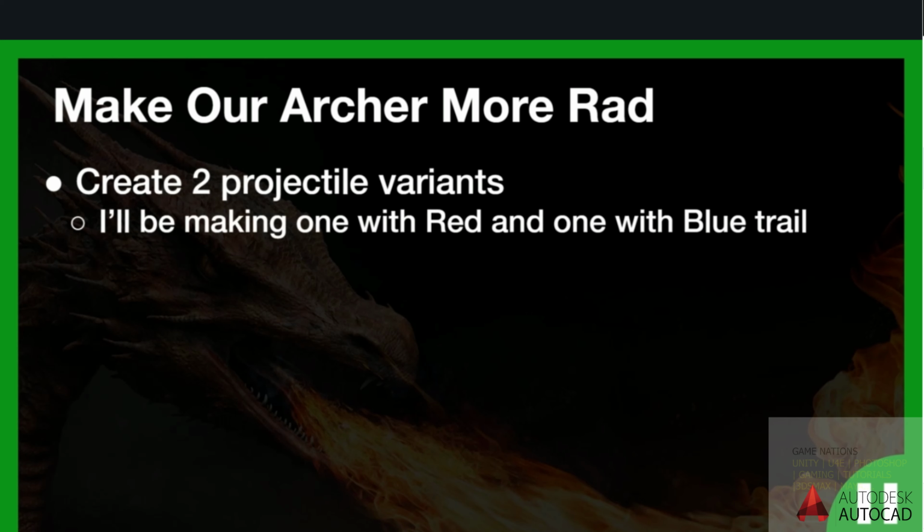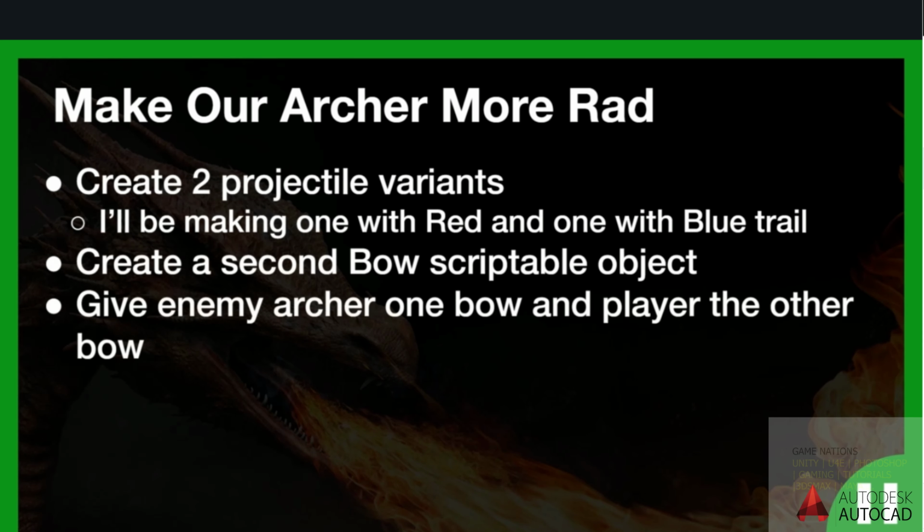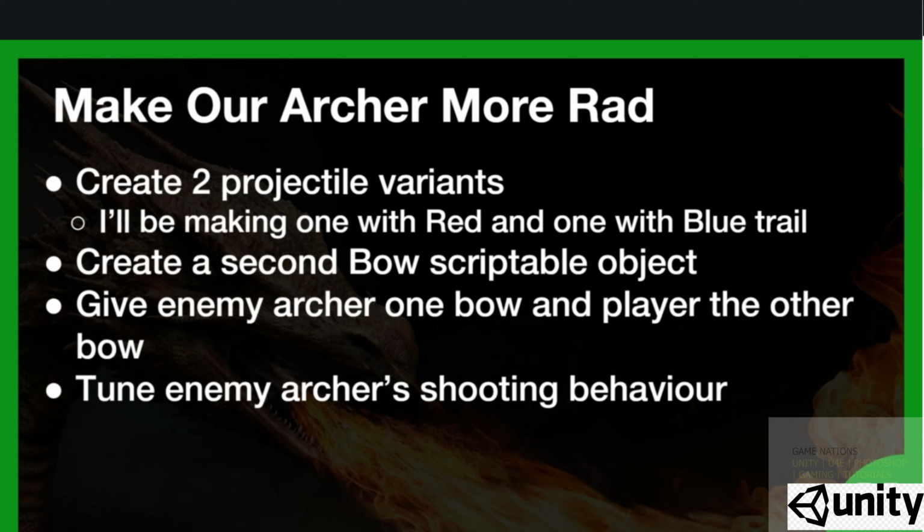We've got just a white trail on our arrows at the moment. I'm going to make one red and one blue. Then create a second bow scriptable object, and give the enemy archer one of the bows and the player the other bow. Obviously, one bow is going to have one of your projectiles associated with it, and the other bow is going to have the other one. And then finally, tune the enemy archer's shooting behavior, so he's a little bit cleverer about how he behaves when he's got his bow and arrow and shooting at us. So there is your challenge. Take that on and see you back here when you are done.